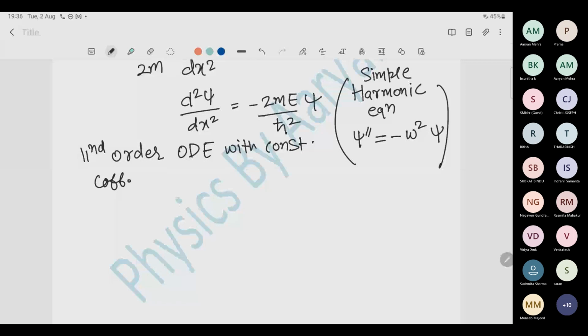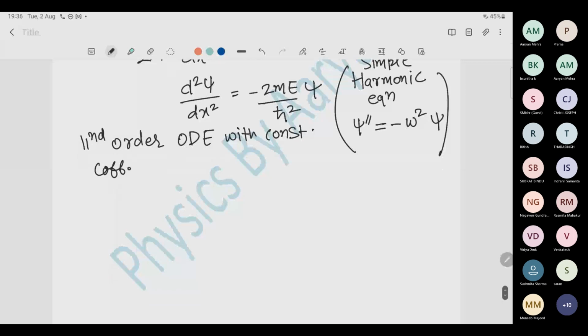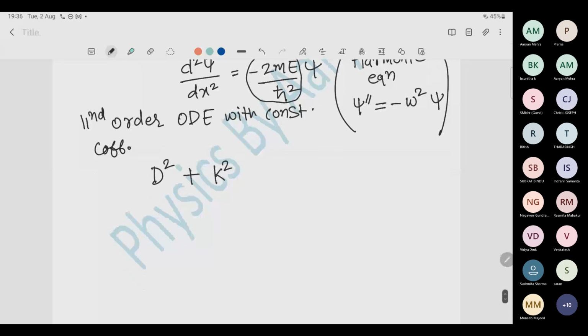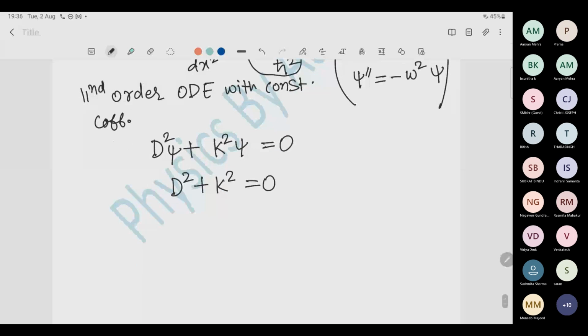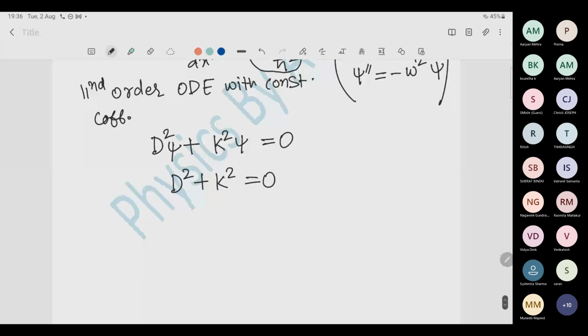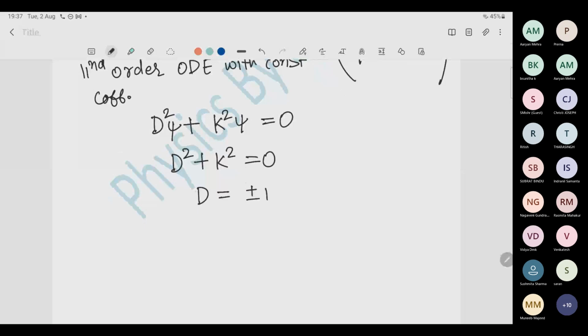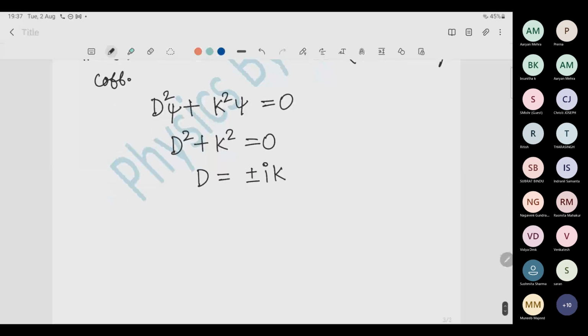So how do we solve this equation? Try to remember the solution. Let's define this entire constant as k square. It's our choice, we can define anything. So d square phi plus k square phi equals 0. So now we can easily see that d square plus k square equals 0. This is how you solve a second order differential equation. So what is d? D is plus minus iota k.